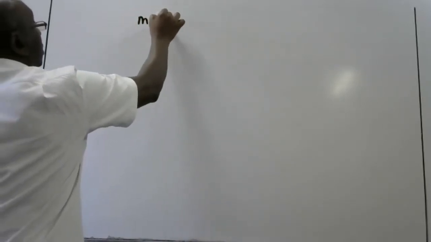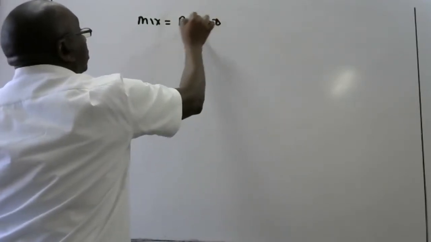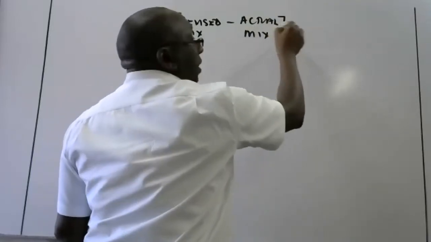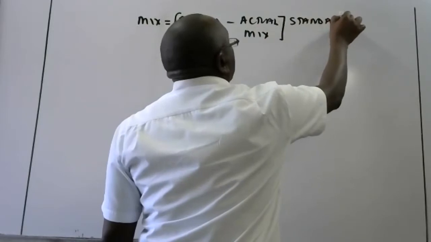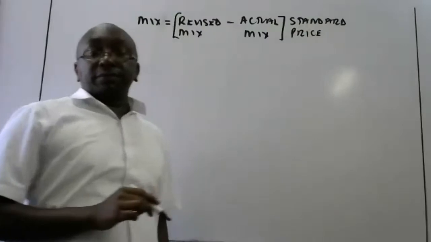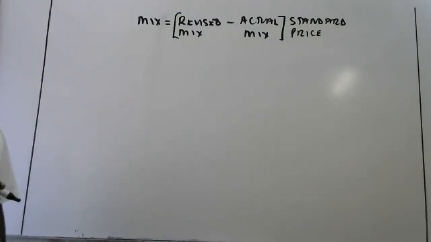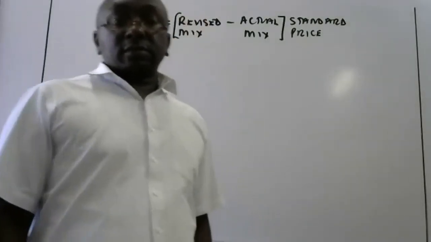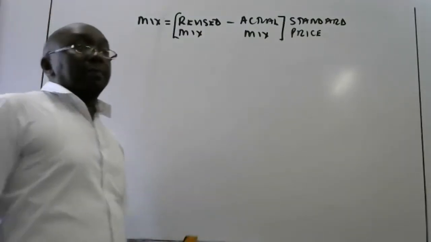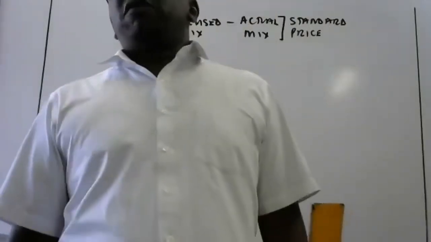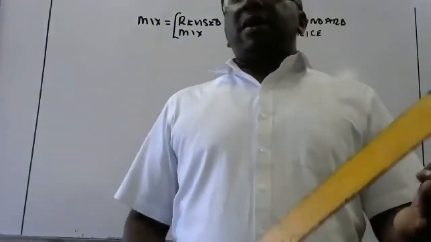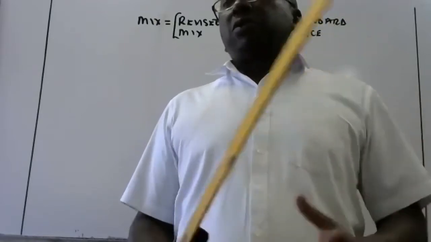So mix, you write equals revised mix minus actual mix, you multiply by standard price. Revised mix minus actual mix multiplied by standard price. Now, when we talk about mix, we are talking of the proportions. Proportions have to do with, say you are cooking something like tea: there is water, you put milk, you put tea leaves, and then sugar. So what proportions do you put?